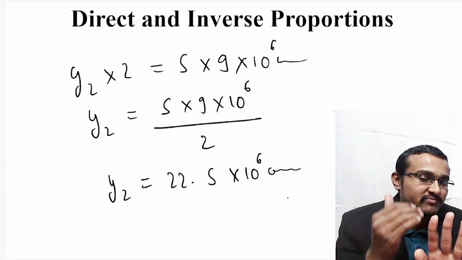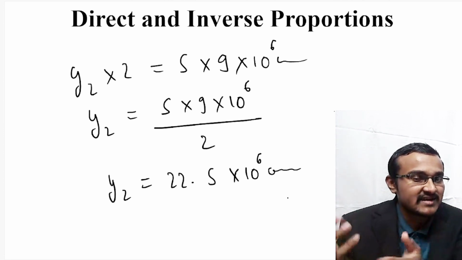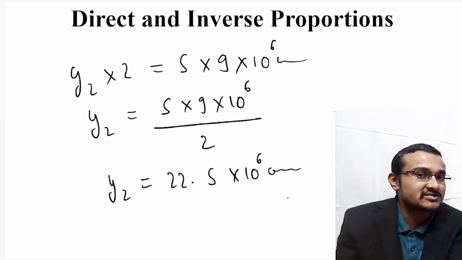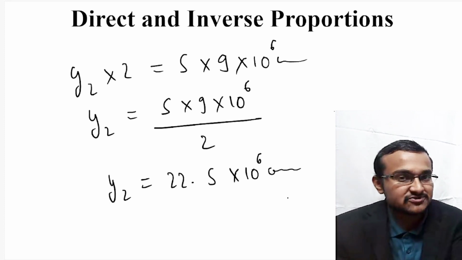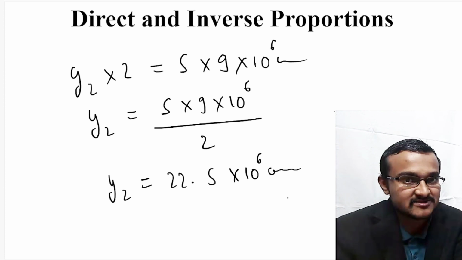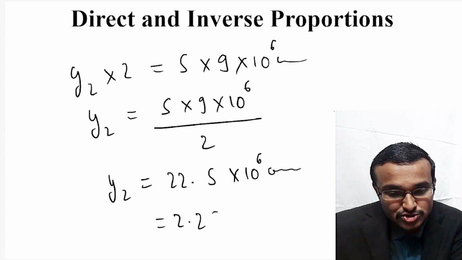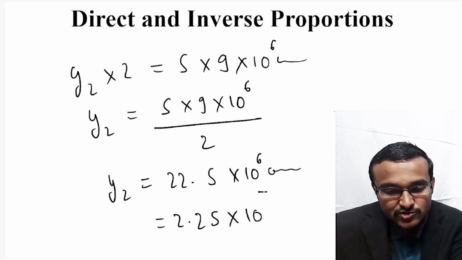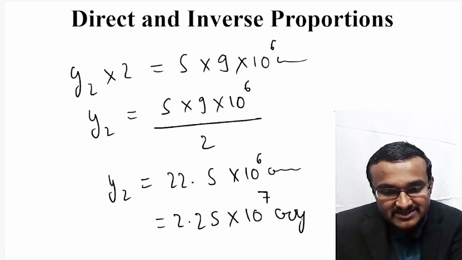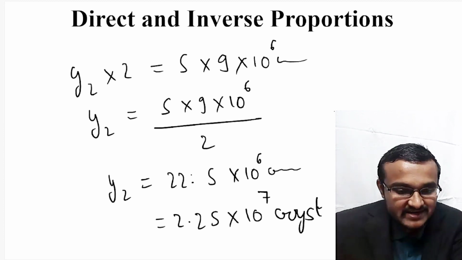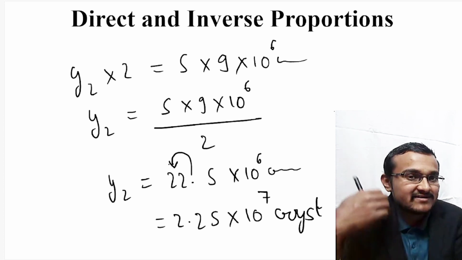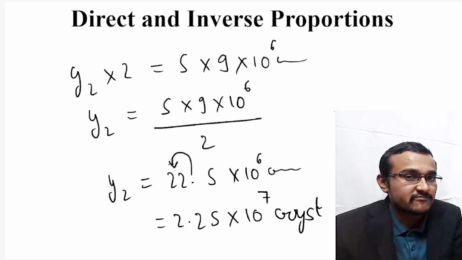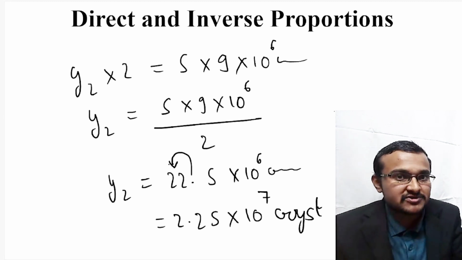Similarly, take x1 by y1 is equal to x3 by y3 and find out y3. That is how many crystals of sugar will be there when 1.2 kg is there. So one problem I have solved, another problem you can solve like this. So 22.5 can also be written as 2.25 into 10 power 7 crystals. Because when you move this decimal point to your left side, after one digit, you can add power 1 in the place of 10. So here already 10 power 6 is there.